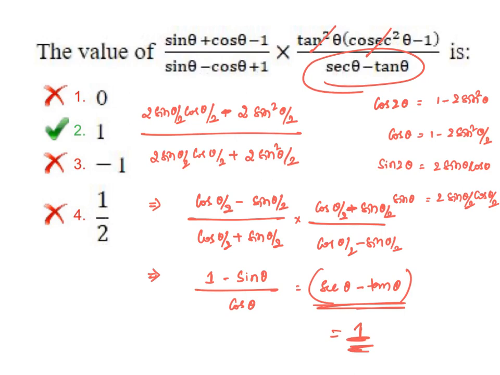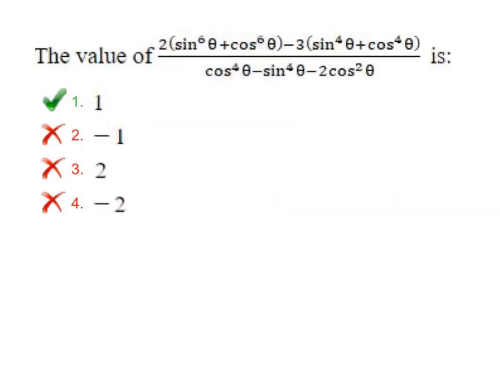So rather than doing this whole thing, you can simply substitute and check it. The value of the whole expression is asked. It's a very big expression. If you look at the options, all the options are different: 1, minus 1, 2, minus 2. So they have not given in terms of theta. So you can substitute any value of theta in order to get it. The best value for substitution is theta equal to 0. If theta is 0, cos 0 is 1, sin 0 is 0. So 2 into 1 minus 3 into 1. Now 1 minus 0 minus 2. Minus 1 in the numerator, minus 1 in the denominator. That's simply 1.